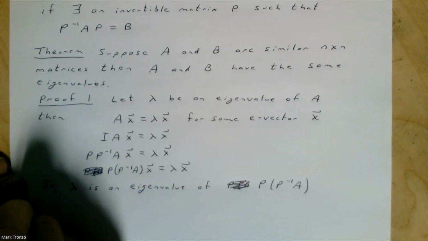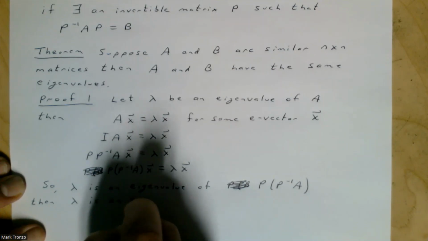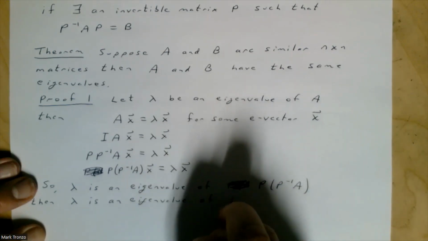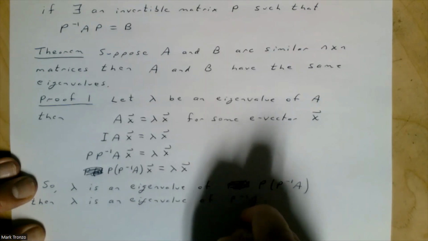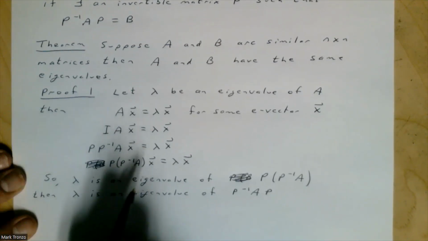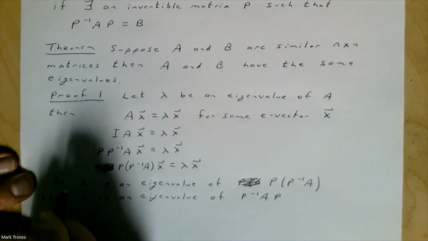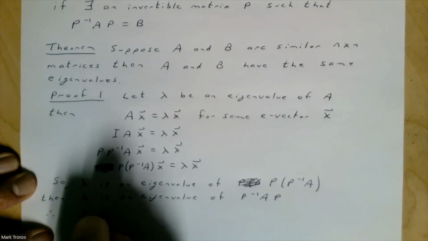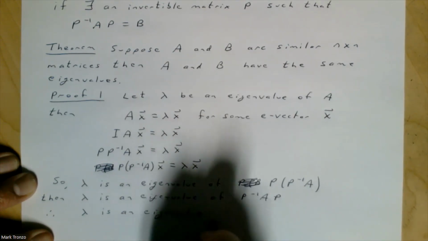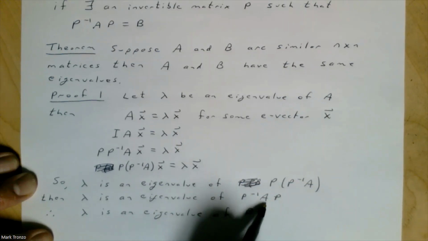then lambda is an eigenvalue of P inverse A P, like that. And of course, since that's equal to B, we can finally say lambda is an eigenvalue of this matrix, which is equal to B, since this right here is equal to B.